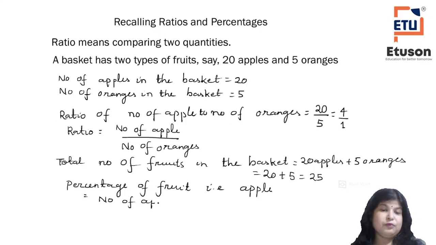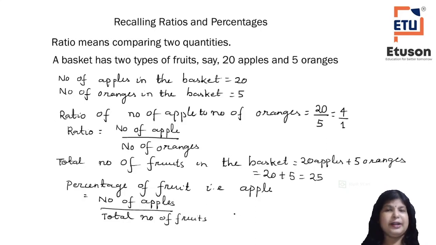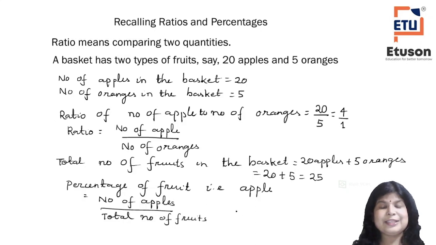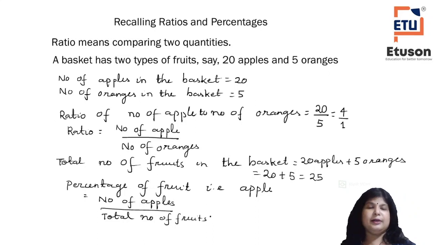So first you need to find out the fraction of fruits which is apple. So number of apples divided by total number of fruits, right? Then you are going to convert the fraction into the percentage by bringing your denominator into 100. So how are you going to do that? This is number of apples divided by total number of fruits.